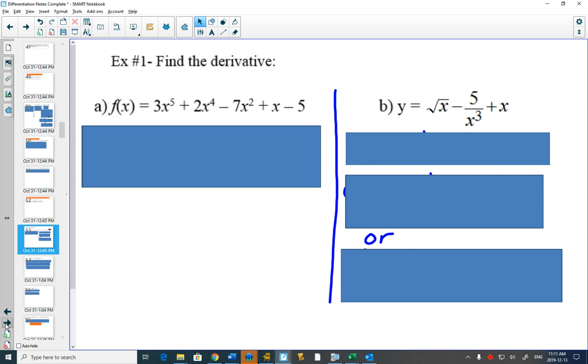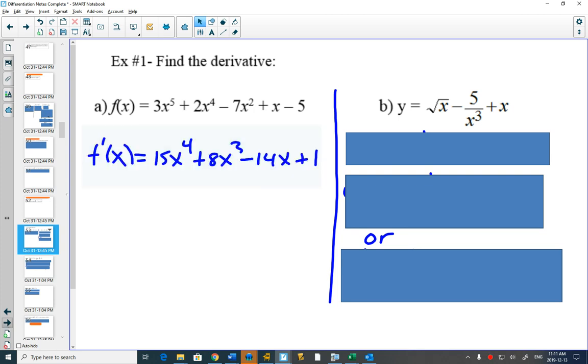3x to the 5 plus 2x to the 4th minus 7x squared plus x minus 5. You want to find the derivative of that. You can find the derivative of each part separately. So this will become 15x to the 4, 8x cubed, minus 14x plus 1, and then the constant would be 0.